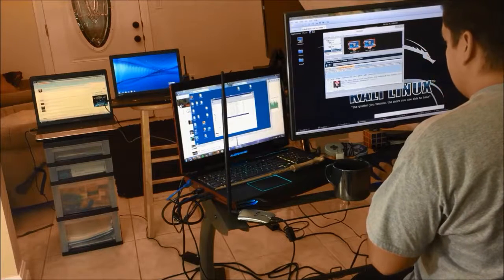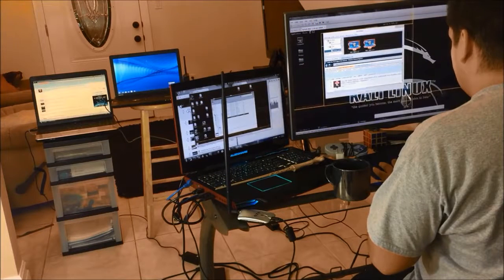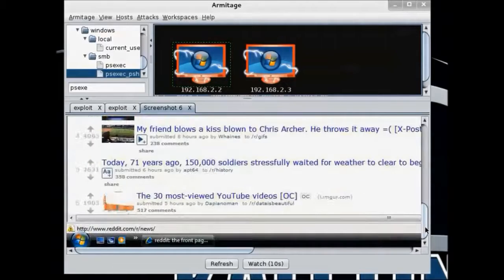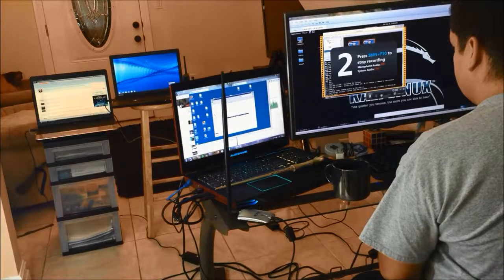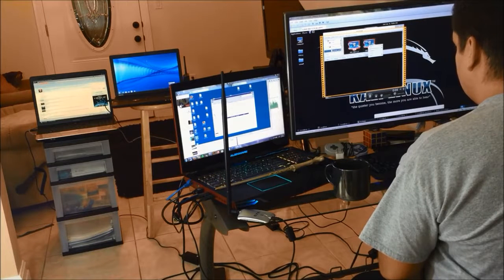In this case, the user is browsing Reddit. You know, taking a picture like that, you can actually see the entire screen, not just a little square. I don't have it maximized though, but you can scroll around and see what they're doing. We want to go ahead and check in on our second machine and take another screenshot as well and see what that user is up to.